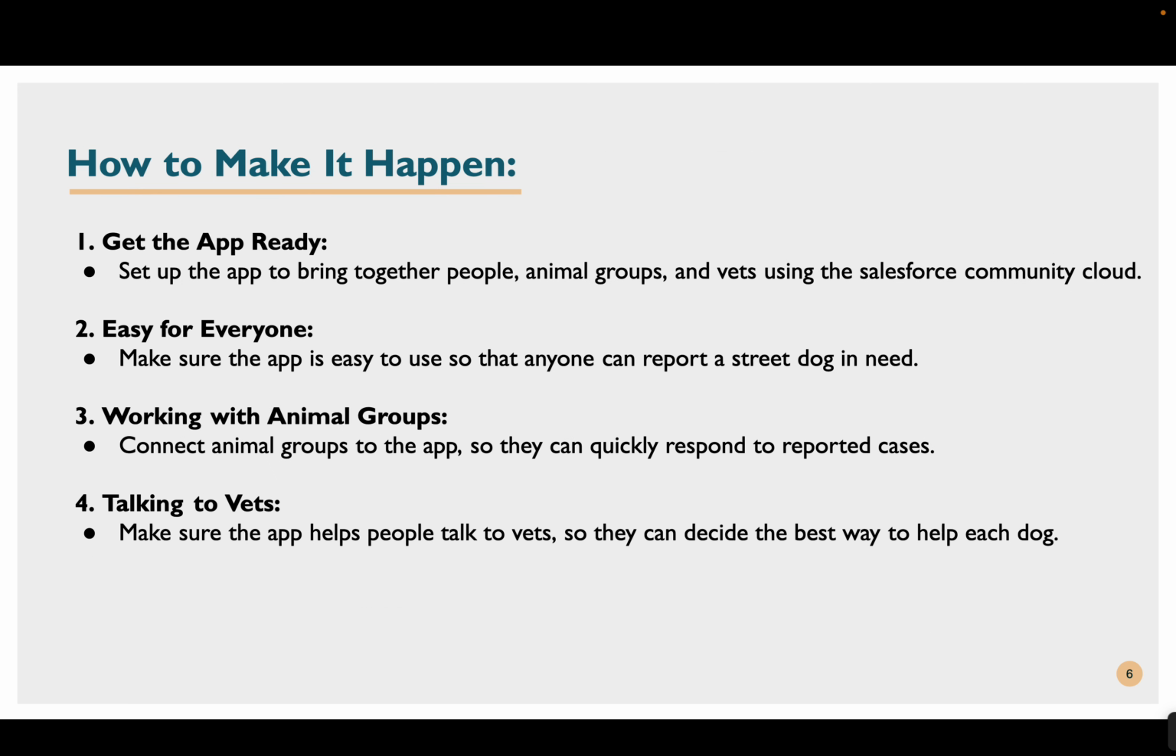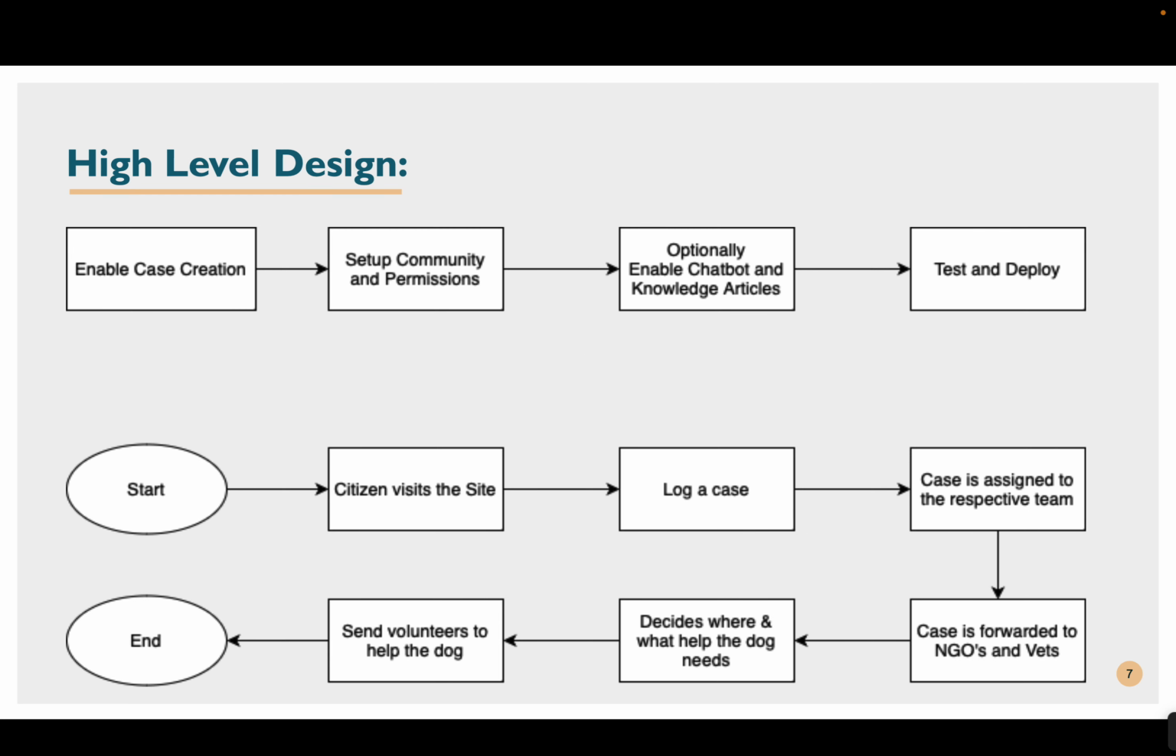Now how do we make it happen? First of all, we'll need a Salesforce community, and we can set up a Salesforce public community, because a Salesforce community can be made public. After making it public, we have to have some small integrations with the animal groups or vets, so that whenever a case is created, it can be forwarded to such groups, and they can take the next action.